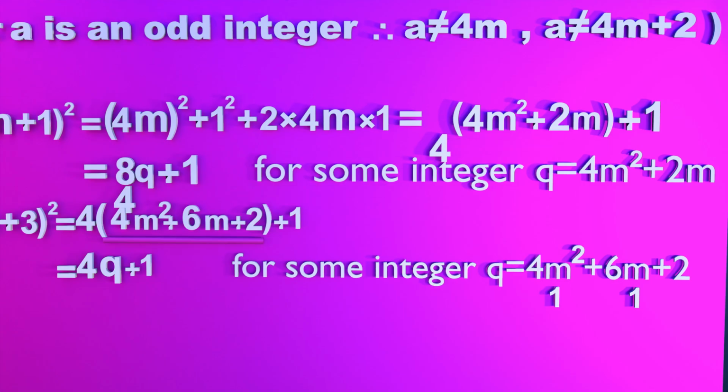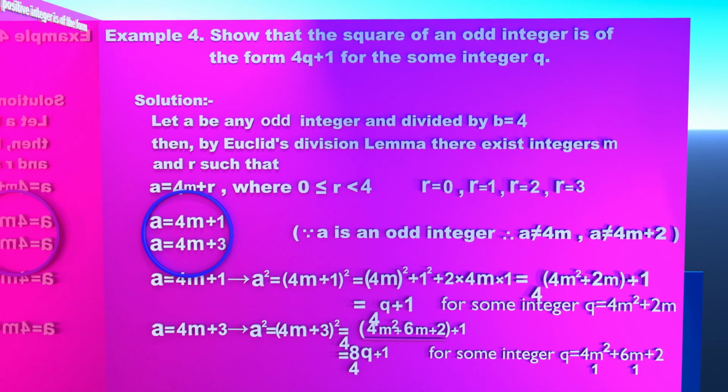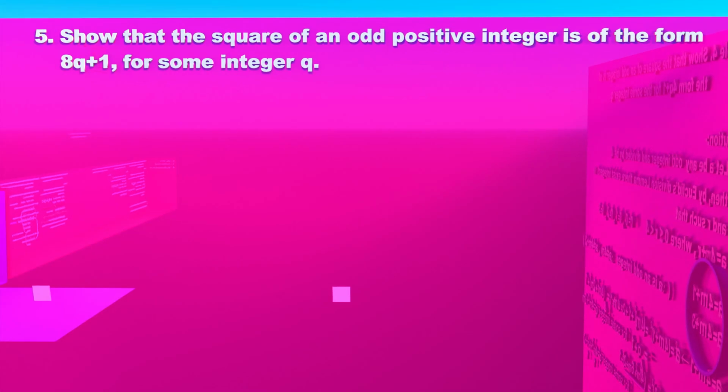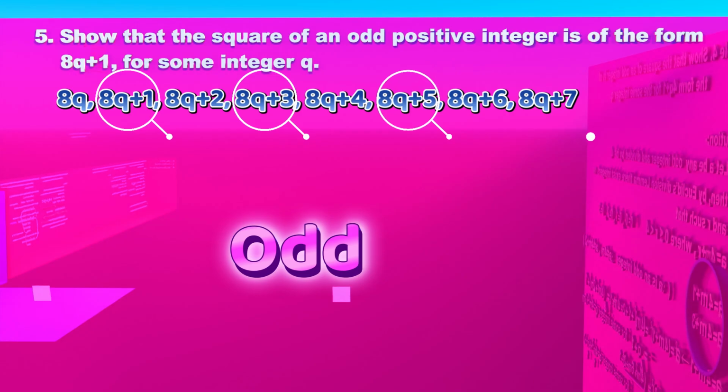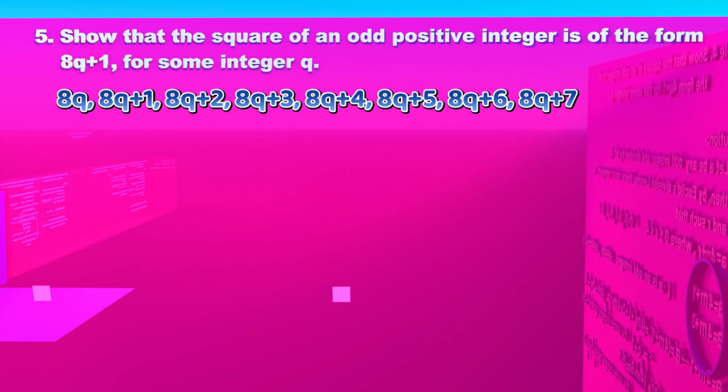In the second case, we can take 2 as common from these 3 terms, and we get 8 outside the brackets. And hence we get 8q plus 1. That means we can take 4 as divisor and we will get our answer. And also remember, if you can't get 4 as divisor, you can take 8. That means you will have 8 cases. In these 8 forms, 4 forms are odd and 4 forms are even. So you will have to prove the 4 cases which are odd. So do it yourself. Let's jump to the next question.